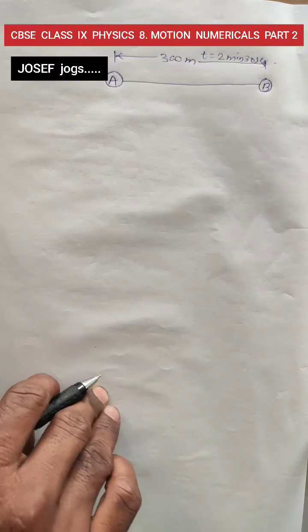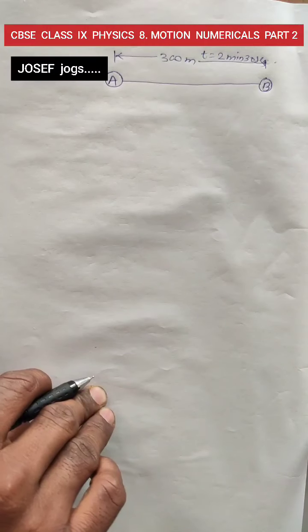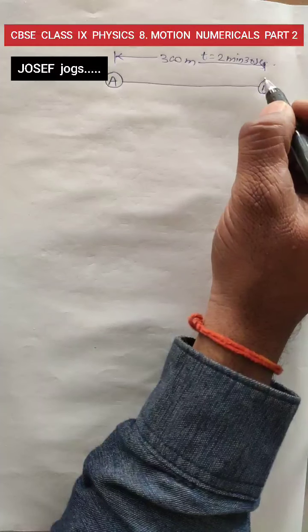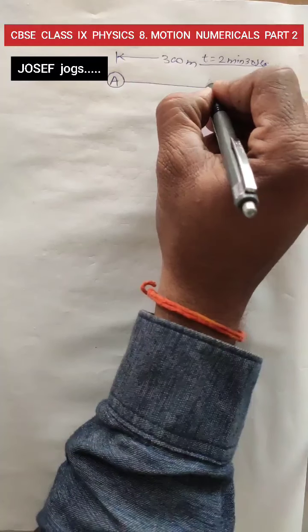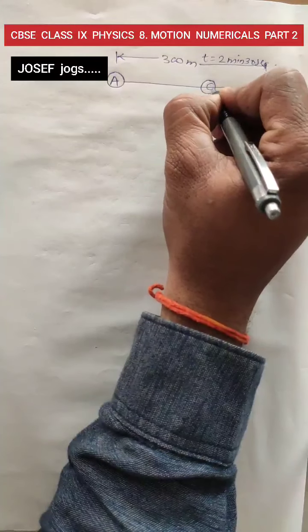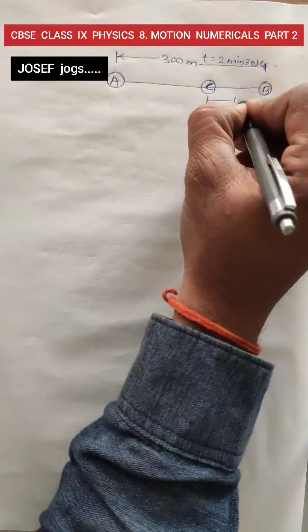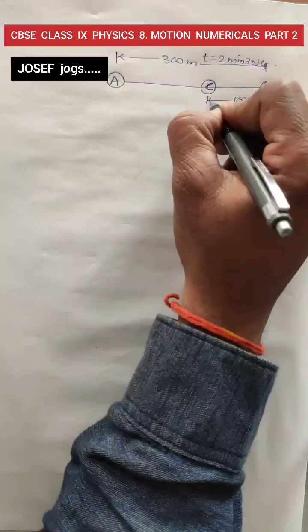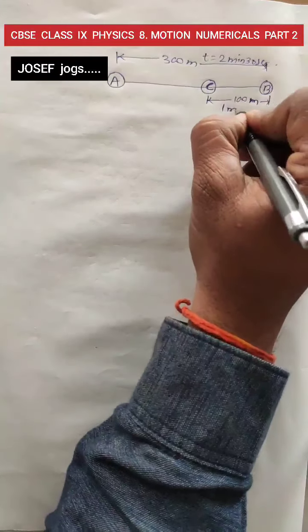And after that, Joseph turns around, in the opposite direction, and comes back to the point C, 100 meters. So we consider the point C on this line after the turn around. This distance is 100 meters, and the time required for that is 1 minute.